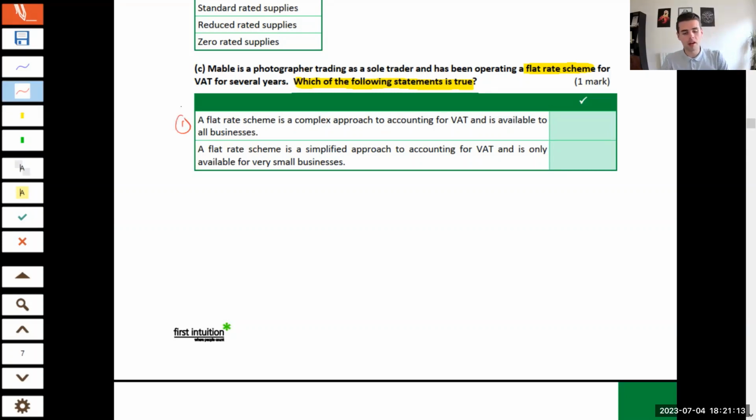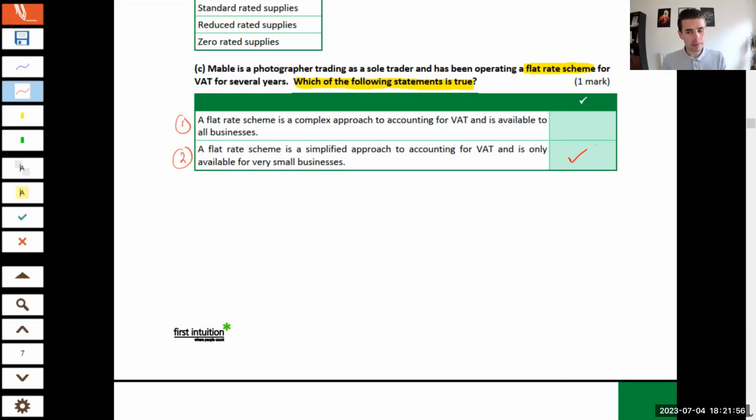Statement number 1. A flat rate scheme is a complex approach to accounting for VAT and is available to all businesses. Number 2. A flat rate scheme is a simplified approach to accounting for VAT and is only available for very small businesses. Two sort of diametrically opposed things here, two very different statements. It's either very difficult, open to everybody, or very simple, not open to everybody. And again, I can see that people have picked up in the model answers that actually the correct statement is number 2. But let's just make sure we are comfortable with knowing why, okay?